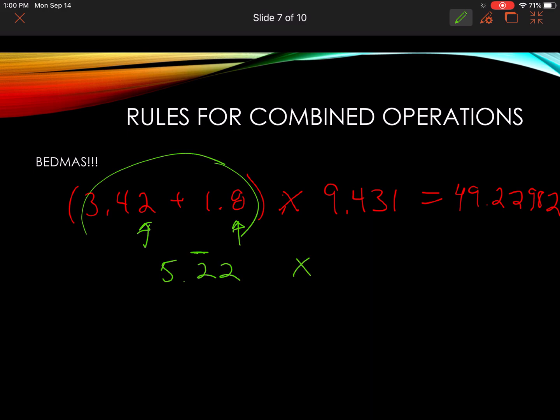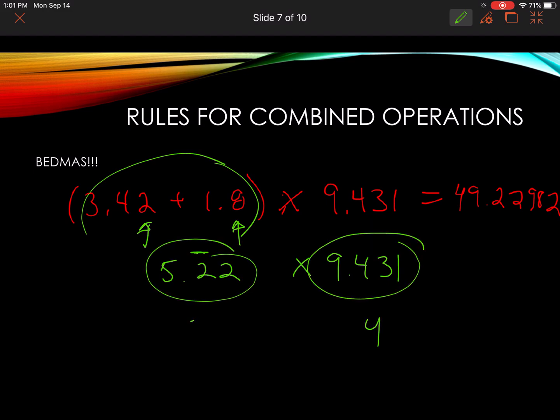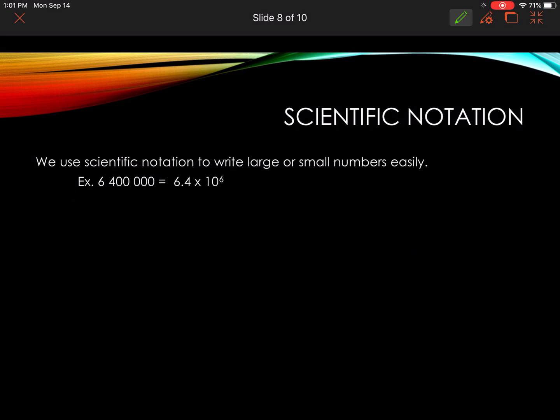And then I'm going to multiply it by the 9.431. Now I look at the sig figs though. This one has 4, this one only has 2 sig figs. So my answer can only have 2 sig figs. So you're going to put a bar over top there. That is going to be your answer, or you can round it to just 49, and 49 will be your answer. So you have to maintain and follow all the rules when you're using combined operations.